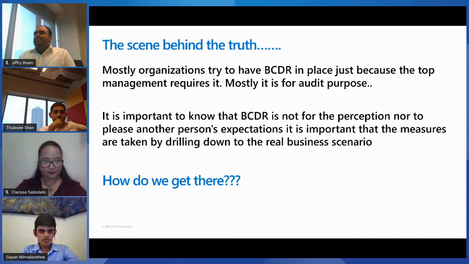It's a great question, right? Mostly, the truth behind the scenes is most organizations try to have a BCDR in place just because top management requires it, and mostly what we have come across is just to satisfy audit purposes. It is very important to know that BCDR is not a perception, nor meant to please another person's expectation. It is important that measures are taken by drilling down to the real business scenarios. Relating back to the cost component, if we can get the exact nitty-gritty of information on which department, which area requires a proper solid BCDR, you can always optimize your cost, right?